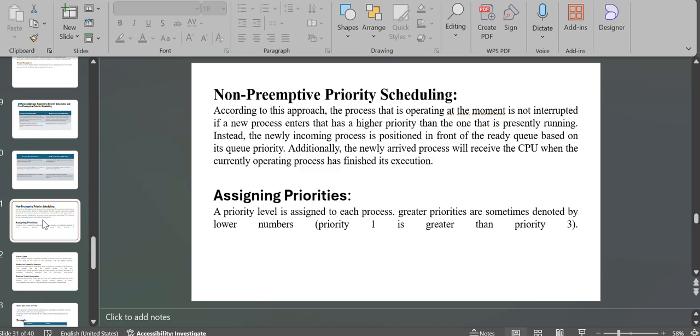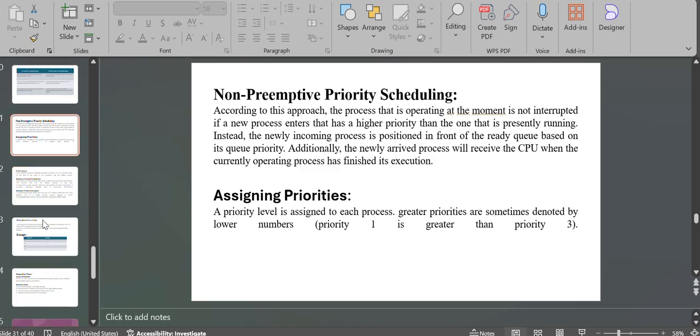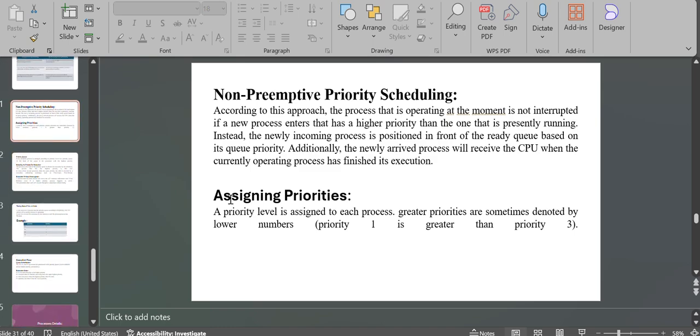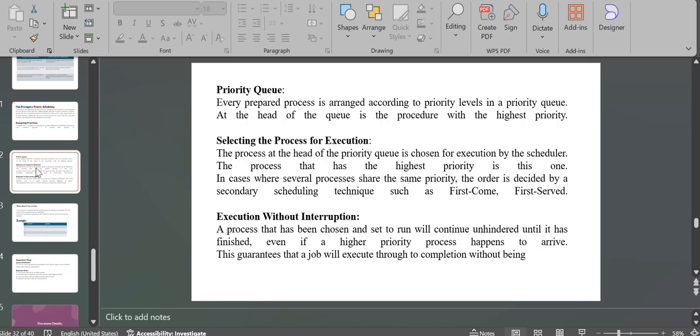Instead, the newly incoming process is positioned in front of the ready queue based on its priority. Additionally, the newly arrived process will receive the CPU when the currently operating process has finished execution. Assigning priorities. A priority level is assigned to each process. Higher priorities are sometimes denoted by lower numbers, and the priority queue.